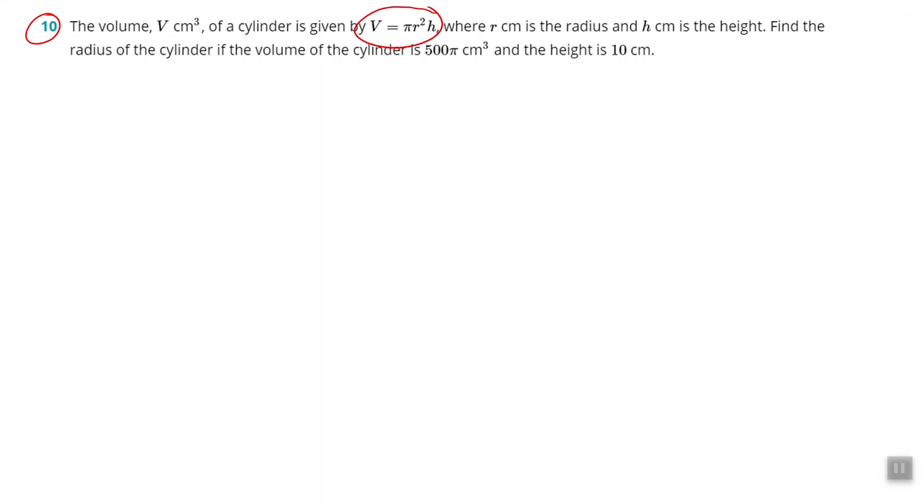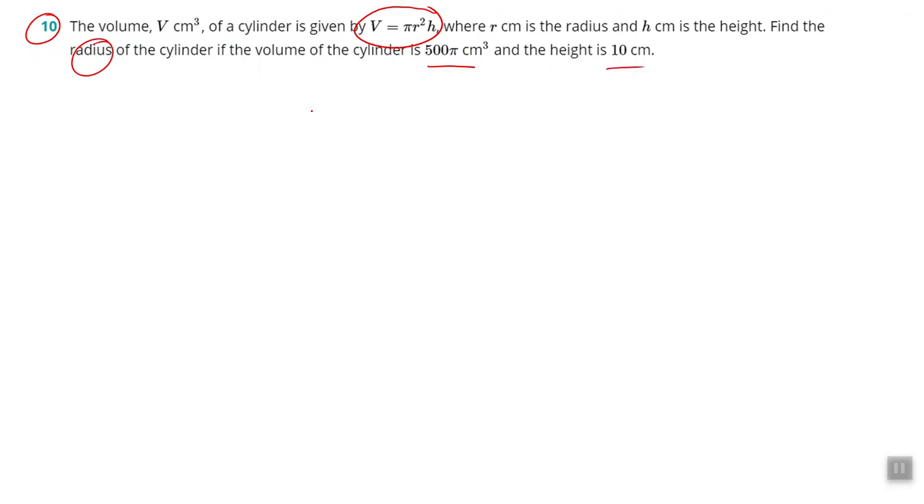This is for Year 11 Methods. We're going to look at question 10 from the tech-free section of the Chapter 1 review. So we're given the volume of a cylinder, because that's the formula, V equals pi r squared h. And we want to find the radius of the cylinder if the volume of the cylinder is 500 pi and the height of the cylinder is 10 centimeters.